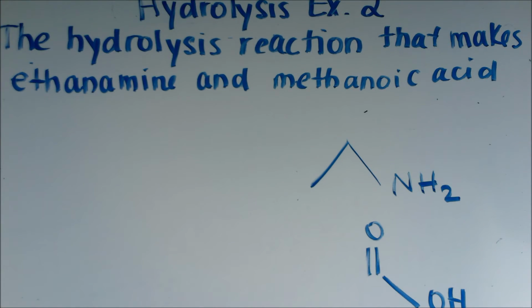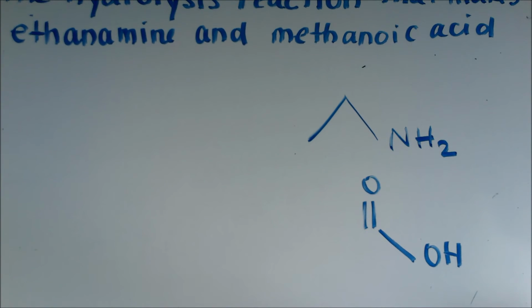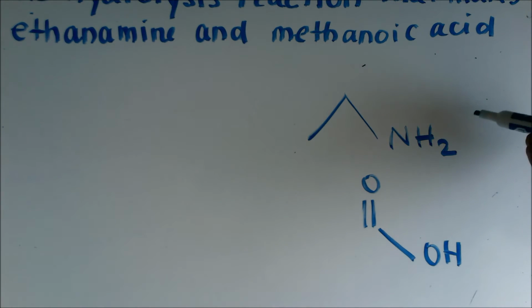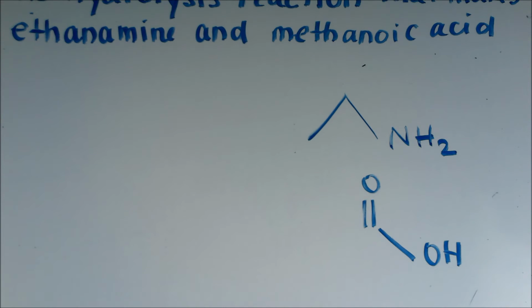So this question is asking for us to find the hydrolysis reaction that produces ethanamine and methanoic acid. So we're working backwards to find the reactants. The first step is to draw out the information you're given. So here are ethanamine right here and methanoic acid, the products.